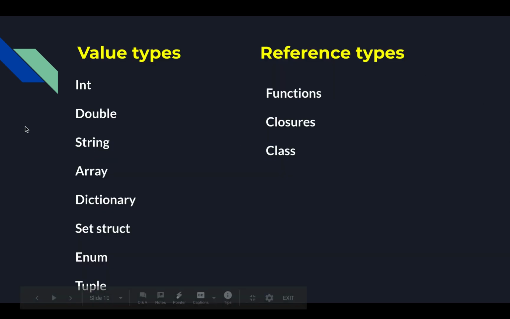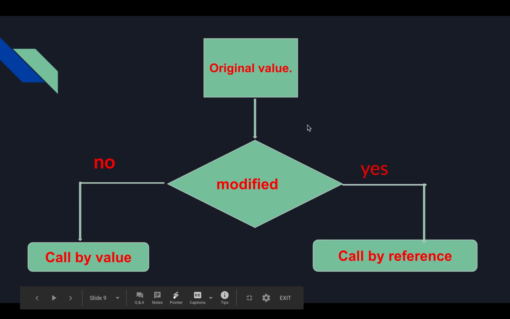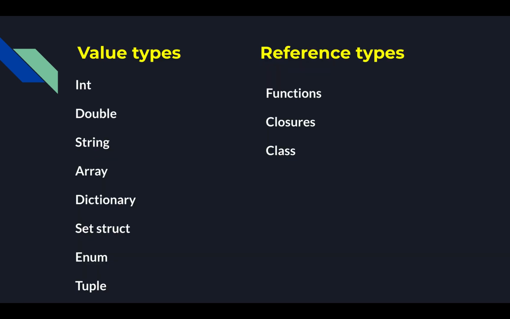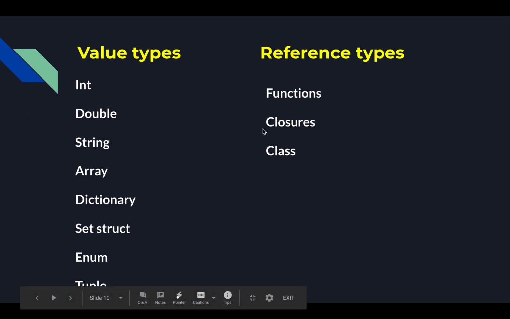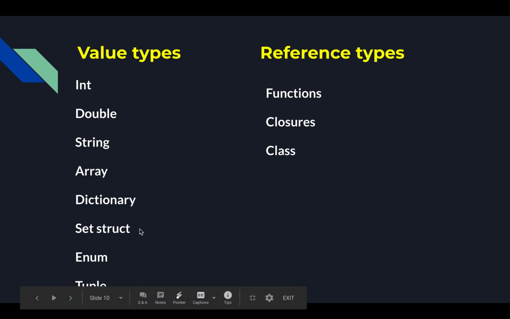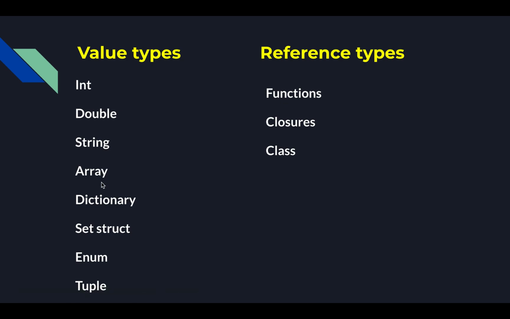These are very important interview questions. Whenever they ask what a value type and a reference type are, you say that in a reference type the original value of the data is getting modified. Then they will ask whether a class is a reference type, or whether a struct is a reference type. So you must remember this part, value type and reference type. What are the reference types in Swift? Functions, closures and classes. These three are the reference types in Swift, whereas most of the rest are value types: integer, double, string, array.